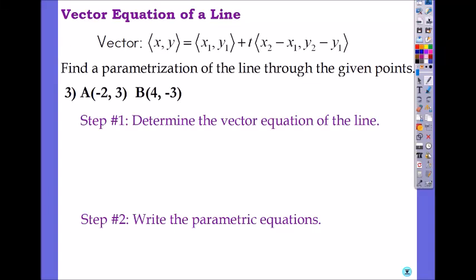Vector equation of a line. So we can use the parametric equation to represent the vector. So here, find the parametrization of the line through the points given. So basically what it means is, I'm going to use 2 points on the first quadrant.